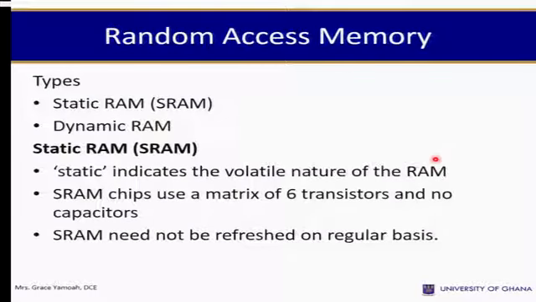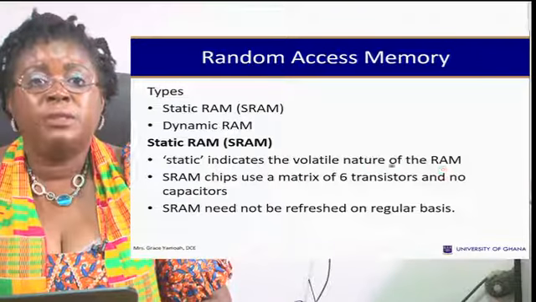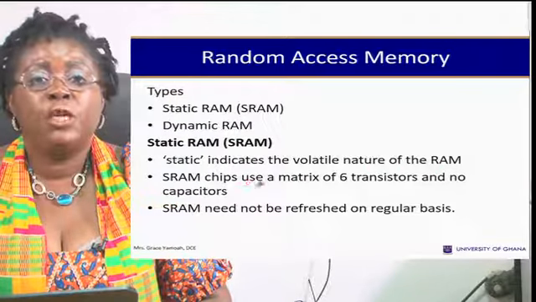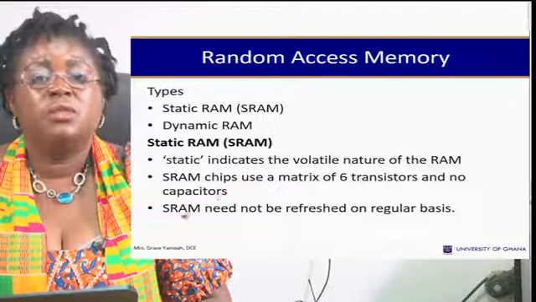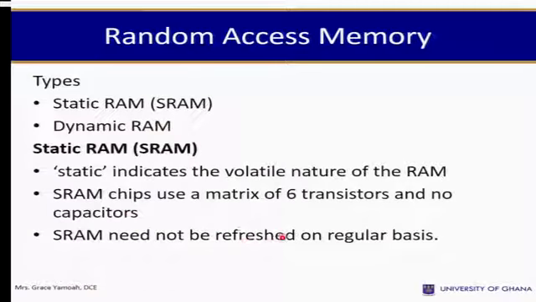Random access memory types: we have static RAM and dynamic RAM. Static RAM is normally termed SRAM. Static, in SRAM, indicates the volatile nature of the RAM. SRAM chips use a matrix of 6 transistors and no capacitors. SRAM need not be refreshed on a regular basis. It is more durable than DRAMs.